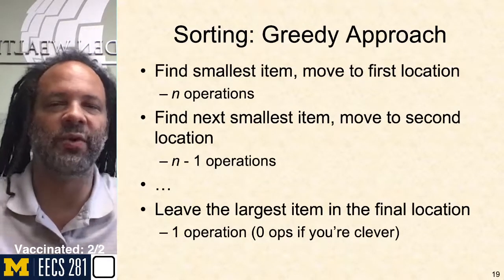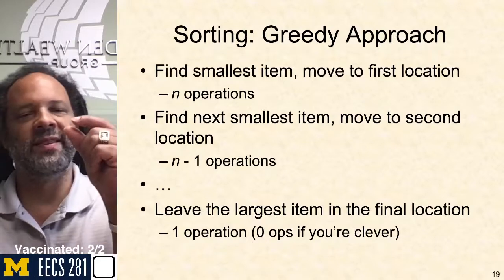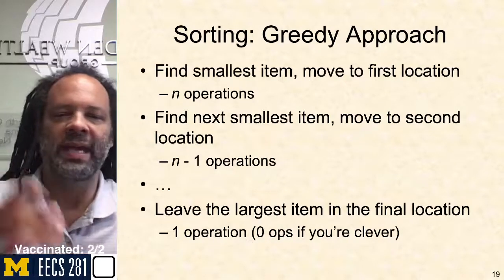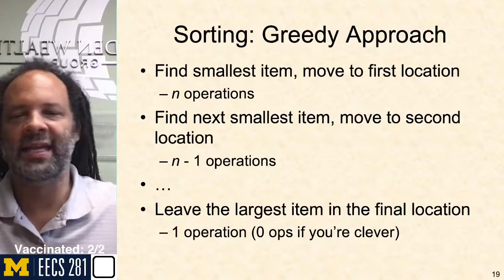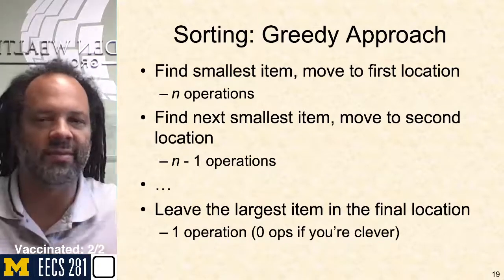How about sorting with the greedy approach? Let's first find the smallest item and move it to the beginning. That takes me n operations. I have to look through all of the items, find the small one.